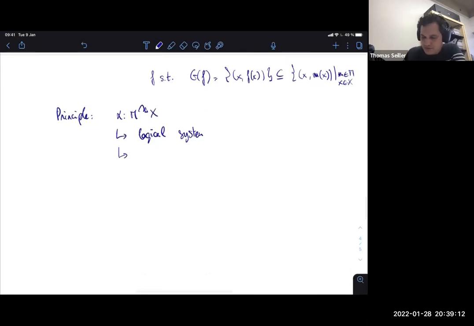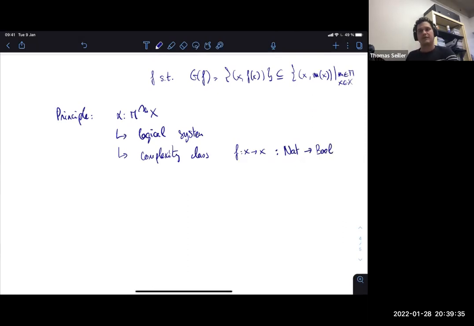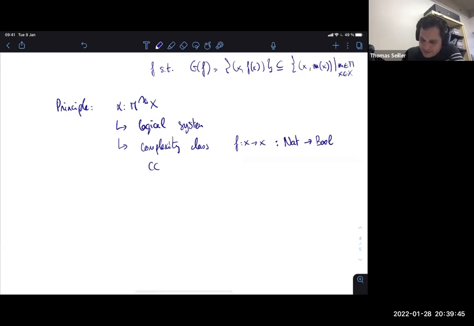And so you get actually a complexity class, because you look at these dynamical systems, the ones that satisfy the constraint that I explained, that can be given the type N to booleans, for instance, right? So these are the dynamical systems which compute a predicate on natural numbers, a decision problem. Okay, so I write this as CC of alpha.